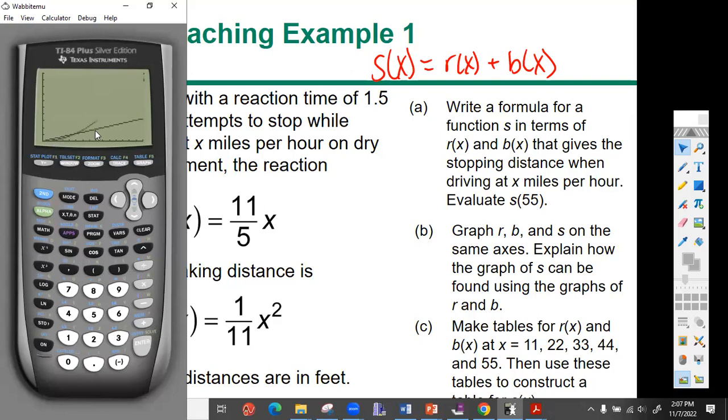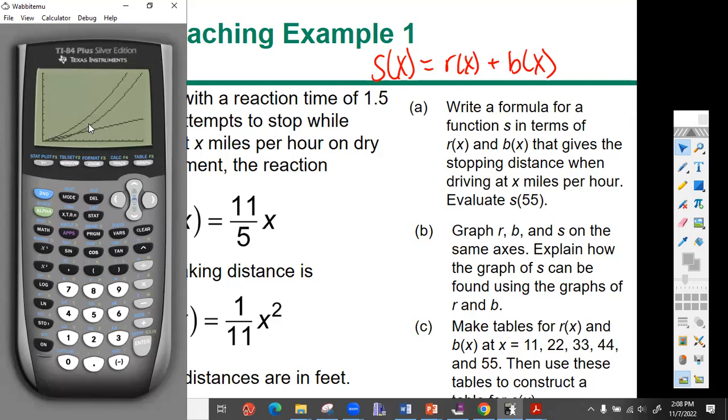So when I hit graph, I'm now going to get a view of something more realistic. So this is just your reaction time. Here's your braking, and then them together is the one on top. So I went to window and I changed my values. And then when I hit graph, I now can see it in a better view.